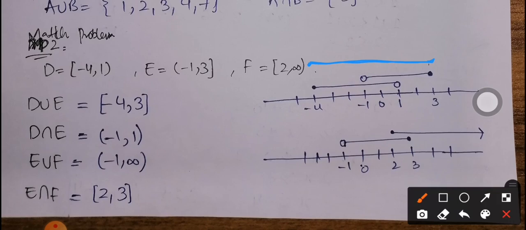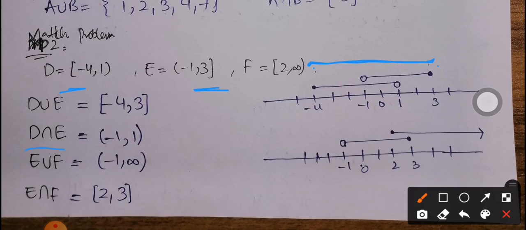So the union in interval notation is going to be minus 4 to 3, closed from minus 4 and closed from 3 as well. So the interval notation tells you the information about whether the resultant interval is going to be closed or open. It all depends on the endpoints we are dealing with.